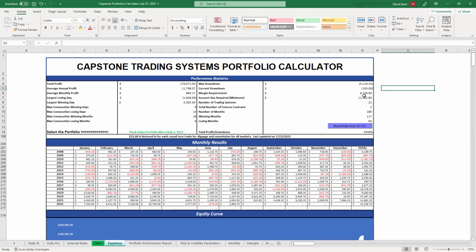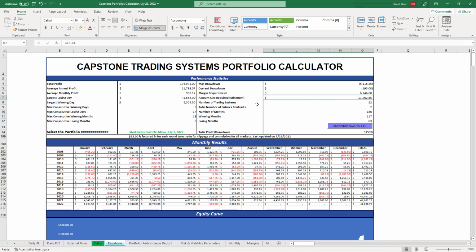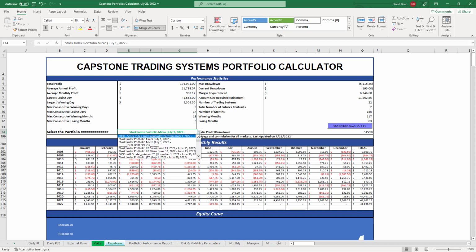But with the current Tradestation margins, you could trade one micro with $12,000. So keep that in mind, though. You need to make sure you have enough capital to add if the margins go up. If the market starts to crash and margins go up, you'll need to add capital, because if the market crashes, the margins will probably go up again.